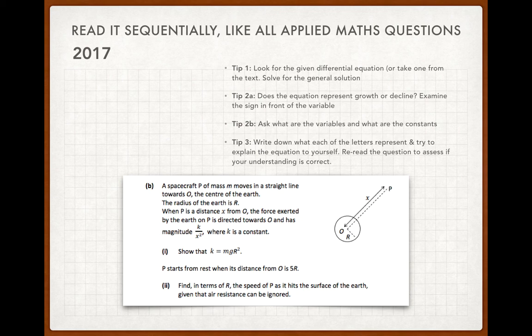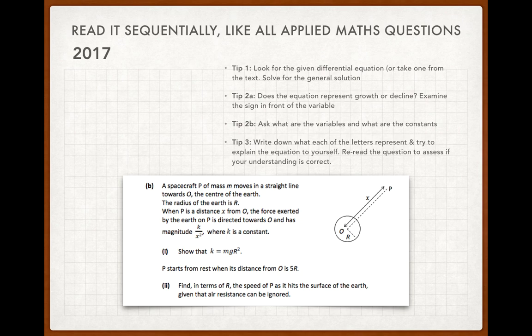F is equal to ma, so ma will be minus k over x squared. A then is equal to minus k over mx squared. With that, you should be able to pick out your initial conditions, which are when t is equal to 0, the distance is equal to x, and you should be able to get a formula there of some shape or form. Okay, for the second part, it says P starts from rest when it's at a distance of 5r. In that case, you're given t is 0 when v is 0 when s is equal to 5r.